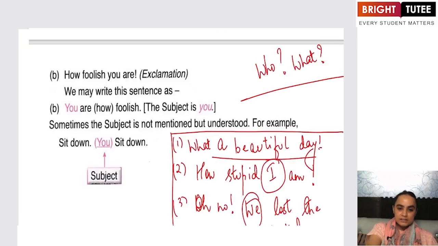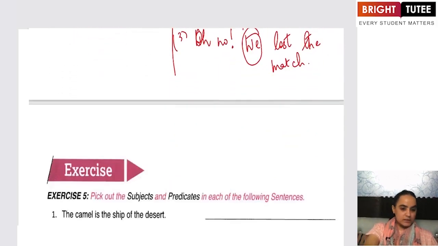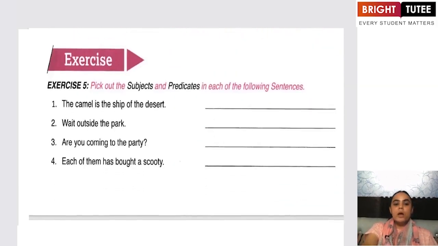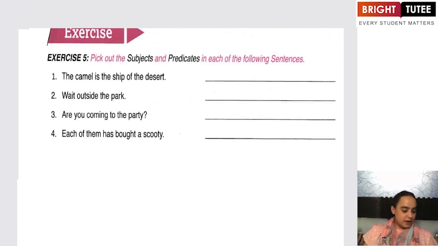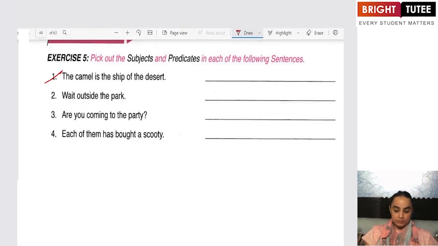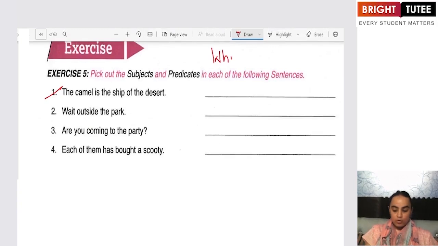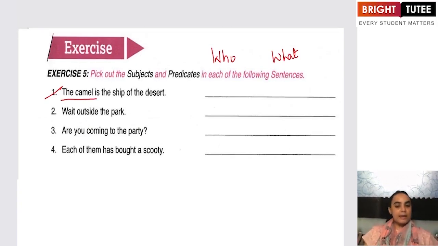Let us now look at some exercises. There's a question which is given to you. Pick out the subjects and the predicates in each of the sentences. There are 10 sentences. We'll do the first 5. The camel is the ship of the desert. What are the 2 questions I'm going to ask to find out the subject? Who and what? Right? Who is the ship of the desert? The camel, which is my subject.